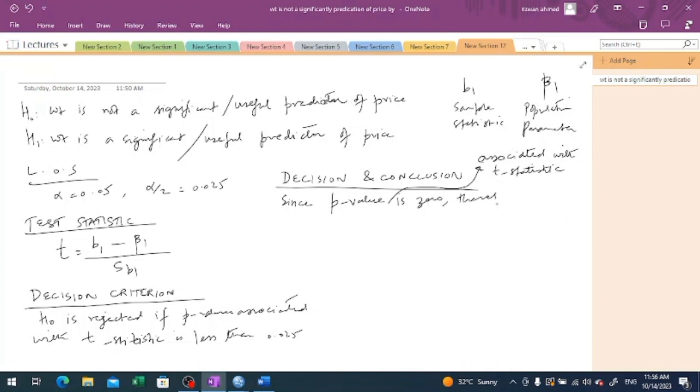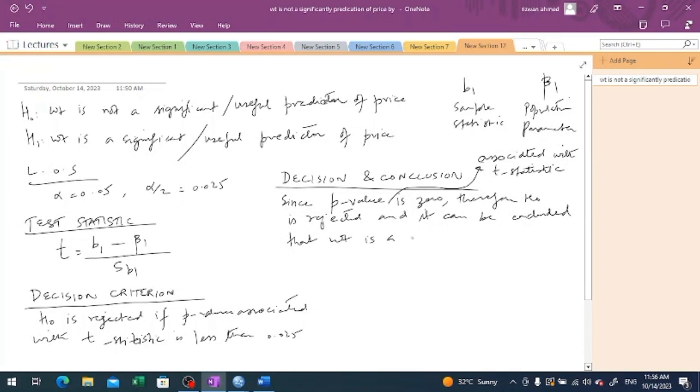Therefore, H naught is rejected, and it can be concluded that weight is a useful or significant predictor of price variable.